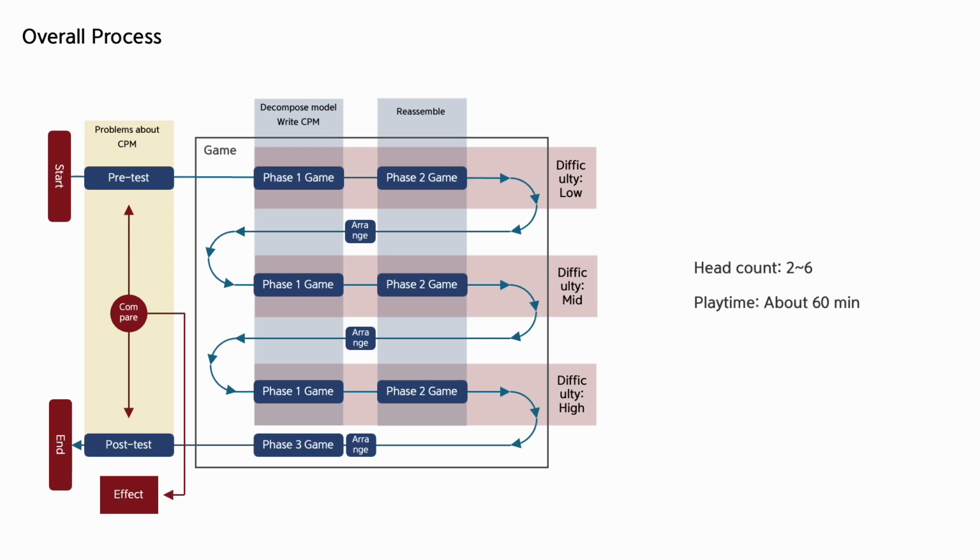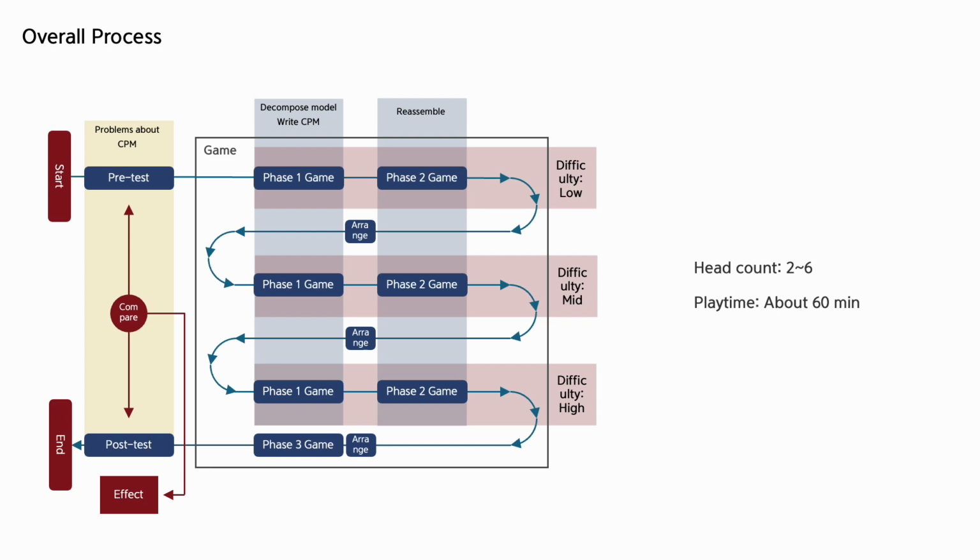Now I will introduce an overview of the game. The game can be played by 2 to 6 people, divided into 2 to 3 teams of 1 to 2 players each. It takes approximately 60 minutes to complete. The overall flow of the game is as follows. We test CPM knowledge before and after the game.